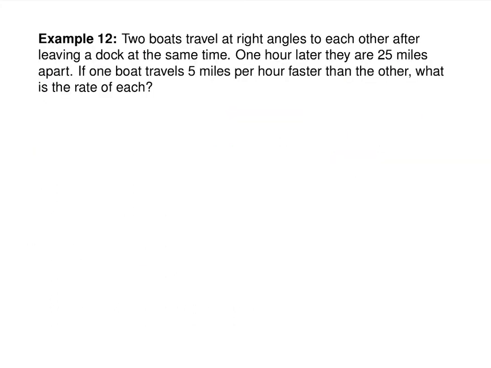For this one, we have two boats that travel at right angles to each other after leaving a dock at the same time. 1 hour later, they are 25 miles apart. If one boat travels 5 miles per hour faster than the other, what is the rate of each? So, if these boats travel from your dock at right angles, what kind of shape is this going to make? A triangle, yeah. So boat 1 goes that way, and boat 2 goes that way. It doesn't really matter which way you draw your triangle, but the point is that they go in opposite directions.